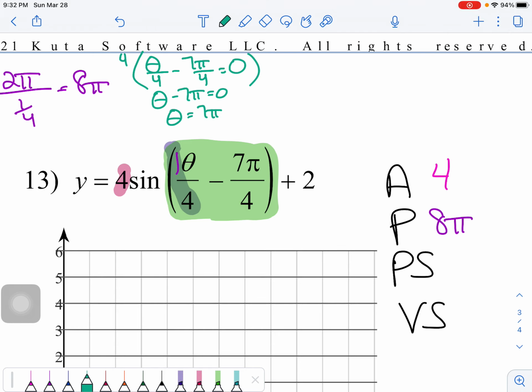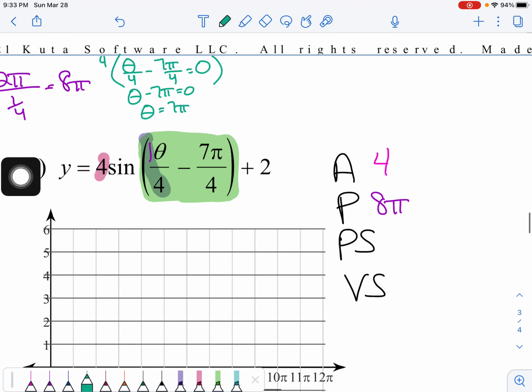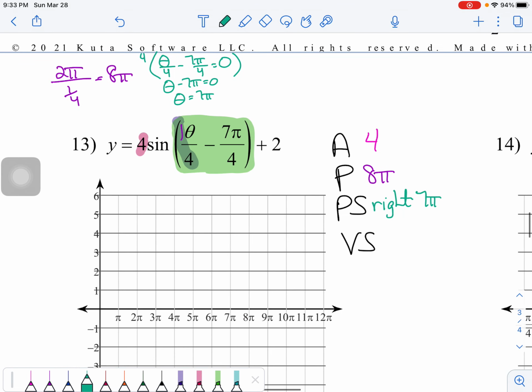So what this tells me is where I would normally start at 0 for sine, right on the x-axis, I'm actually going to start at 7 pi. So positive 7 pi means I'm going to be moving to the right, that's the positive part of this, 7 pi units. And I'll figure out how many units that actually is in a minute or two. Last piece here is my vertical shift, and that one's straightforward, right? That one's nice, hasn't changed. So this is going to be up 2 units.